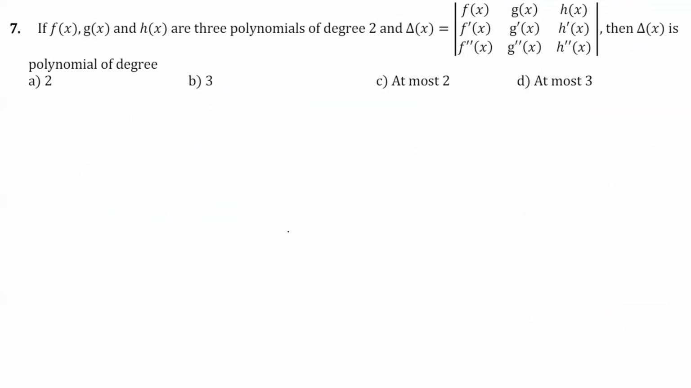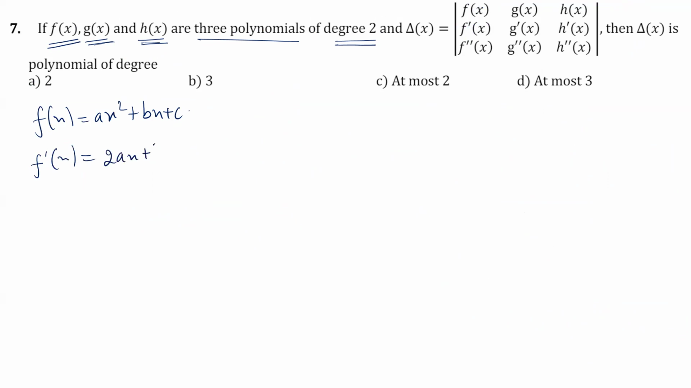This is a little tricky question, but we can find the answer. If f(x), g(x), and h(x) are three polynomials of degree 2, it means this f(x) can be of the form ax² plus bx plus c. And g(x) also the same, h(x) also. And then we need f'(x) also. If you check, this will come out to be 2ax plus b, and then we need f''(x) also. So this will come out to be 2a.